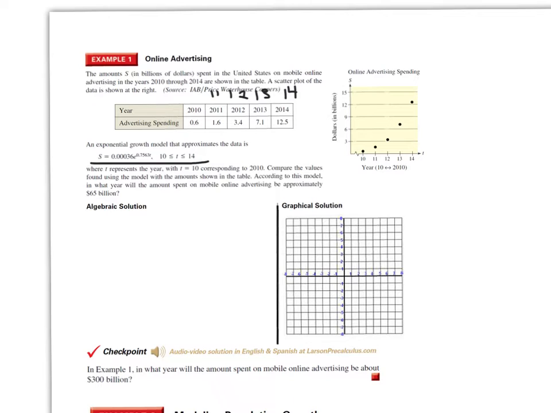For the model, according to this model, in what year will the amount spent on mobile online advertising be approximately 65 billion? So what we want to do is find out 65 billion. So we want to say, and I don't know why my pen isn't working, 65 is equal to 0.00036 e to the 0.7563 t. So the first thing you do is let me make this a little bit bigger.